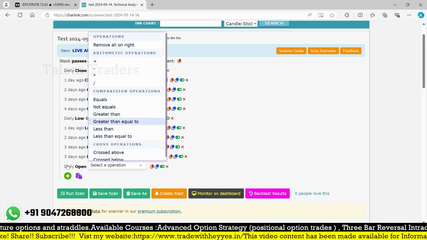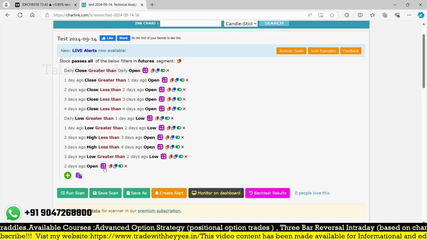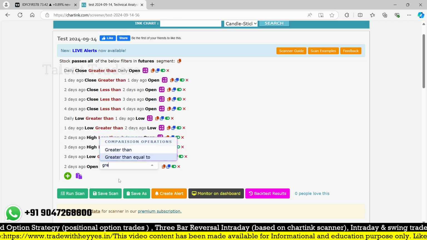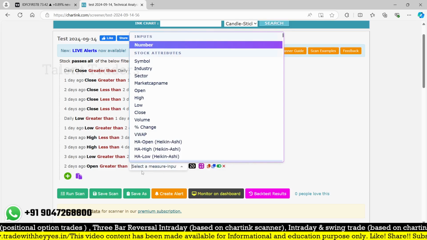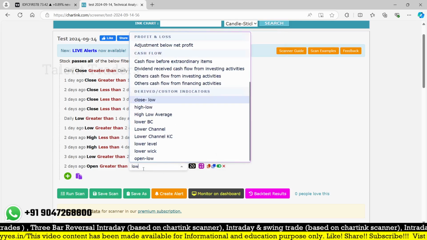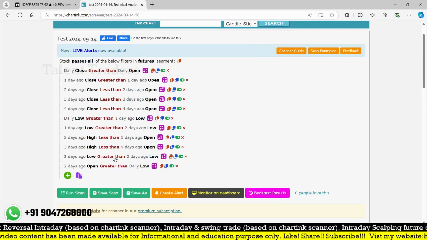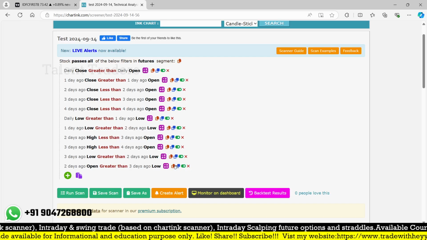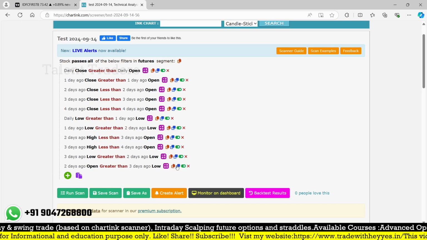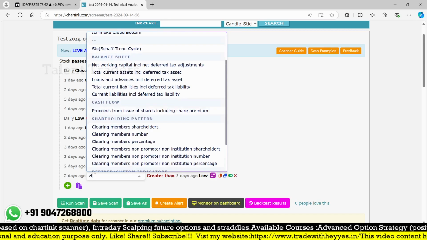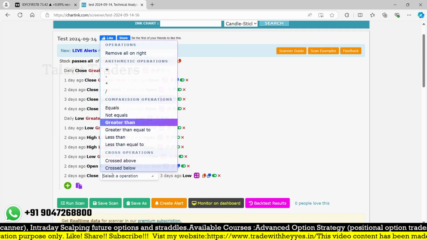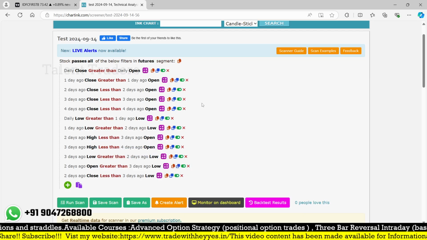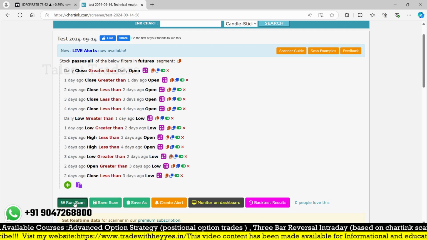Minus 2 open, that means day minus 2 open greater than the low of minus 3, and simply adding close less than. If it is satisfying all the conditions, then the stock would be on our scanner.